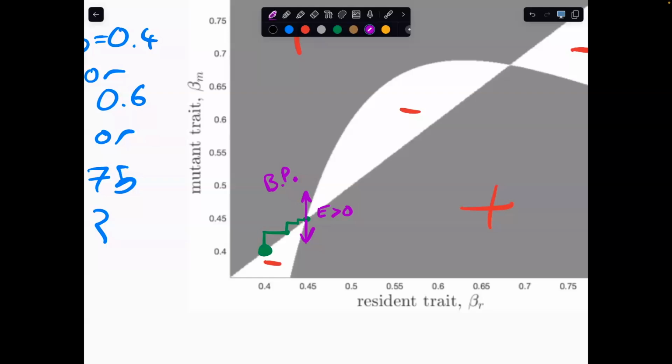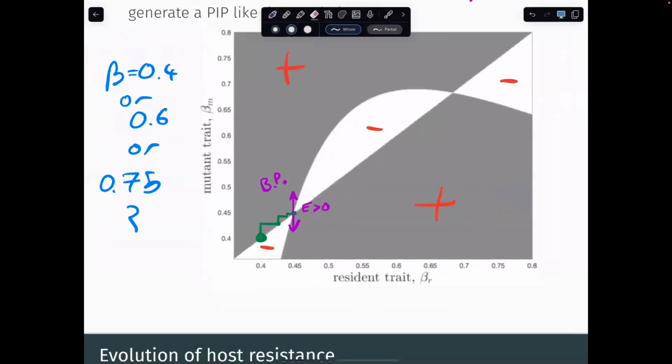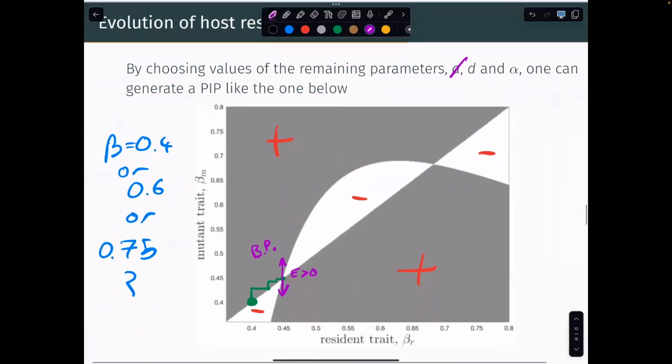And then we can tell because you can draw a vertical line through this singular strategy where both sides above and below are in this gray region. That means it's a branching point. Okay, if you'd chosen 0.6, suppose you started off up here, beta would have decreased. So it's still convergent stable. We're going to tend towards this branching point here. Okay. The same long-term behavior: we converge to this point and then branch.